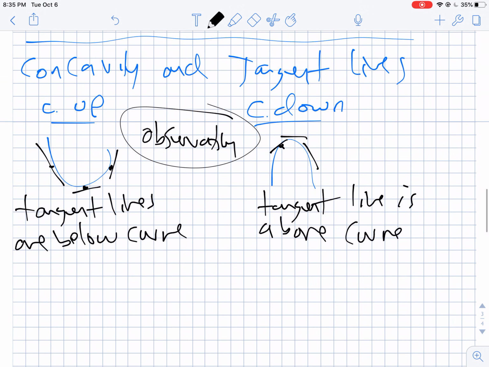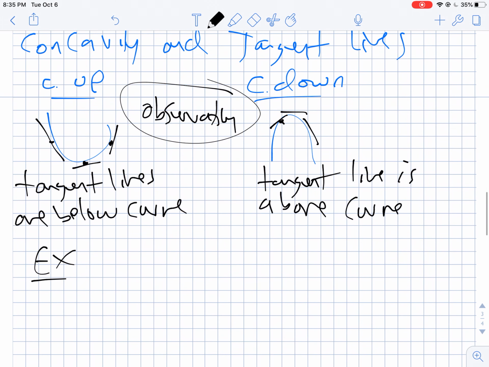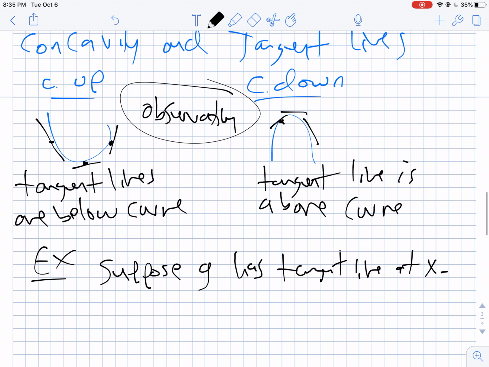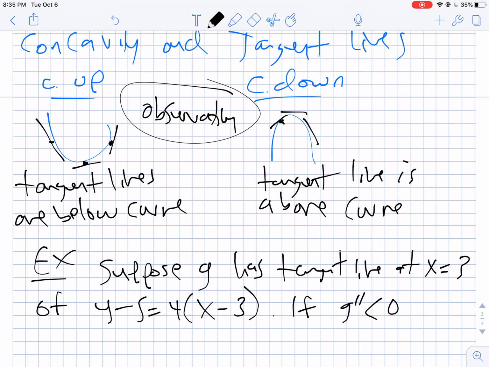Okay, the kind of question where this might come up is they might tell you that, suppose some function g has a tangent line at x equals 3 of y minus 5 equals 4 times x minus 3. And then if your second derivative is less than 0 for all x, is the tangent line above or below the graph of g?